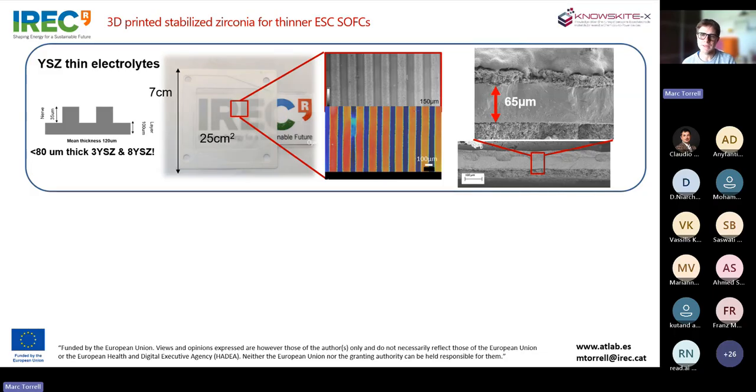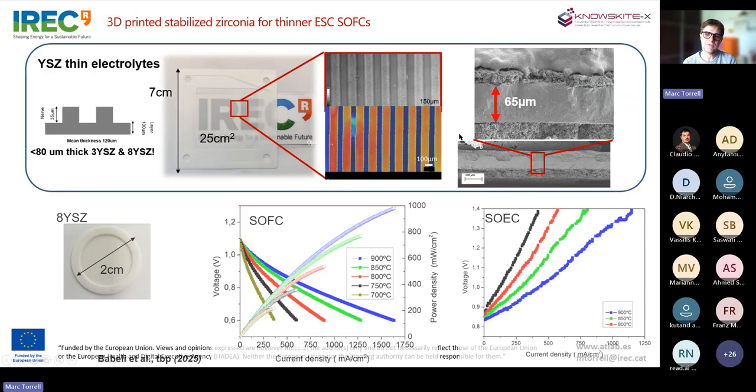We have also some tests on 25% of the area covered by the nerves, and it's also working. So we are progressing now to reduce this thickness and achieving better results. Here in button cell, 8YZ already, 900 degrees, we have 1 watt per square centimeter, which is already quite a nice result. Achieving, let's say, the state-of-the-art values or the key performance indicators of the technology done by conventional technology. We can achieve the same by this 3D printing approach.